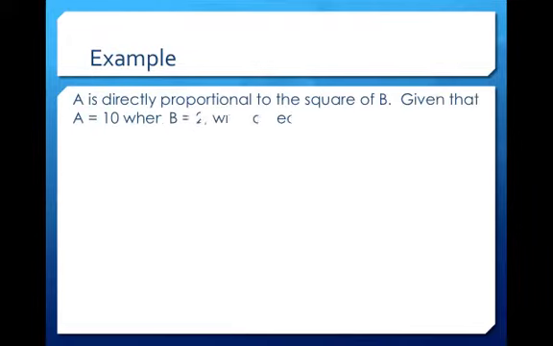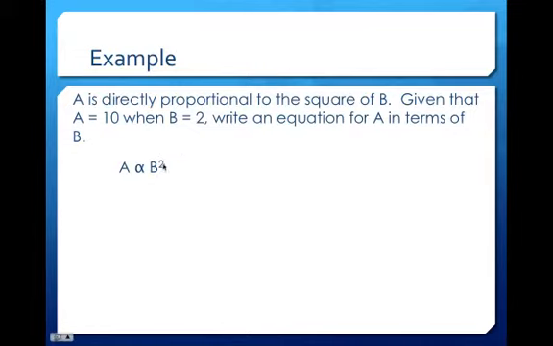So here's an example. A is directly proportional to the square of B. Given that A equals 10 when B equals 2, write an equation for A in terms of B. So we set up in exactly the same way as before. Our A is proportional to our B, but because it's the square of B, we have to include a squared. So there we have A is proportional to B squared.